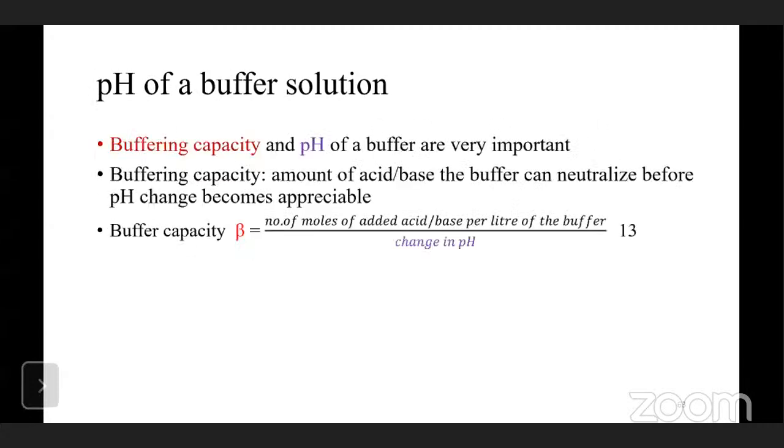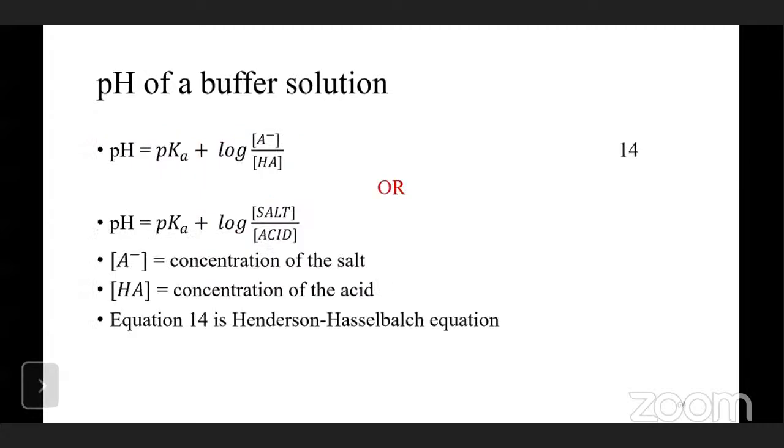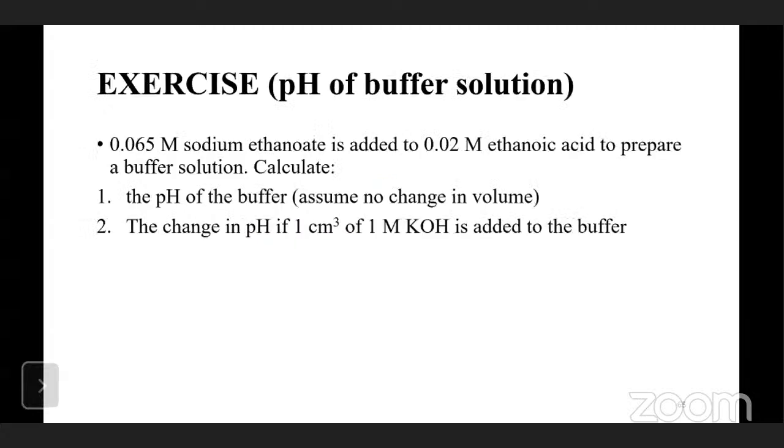So in that previous class, we defined what a buffer is and what buffer action is. We also looked at this formula, which is pH equals pKa plus log of the anion over the acid. This anion represents the concentration of the salt, and this denominator is the concentration of the acid. Under there, we looked at an exercise in which you were asked to calculate the pH of a buffer solution, and you may also assume no volume change.